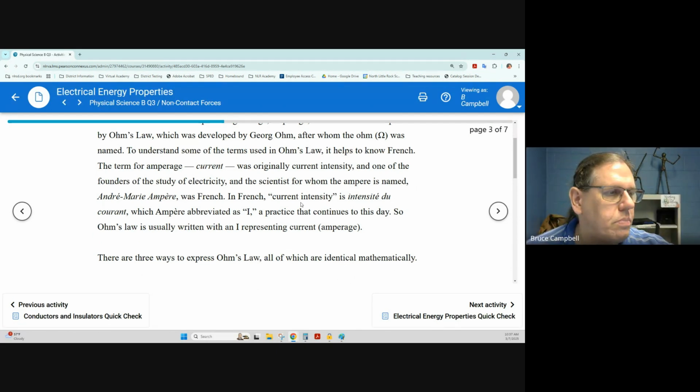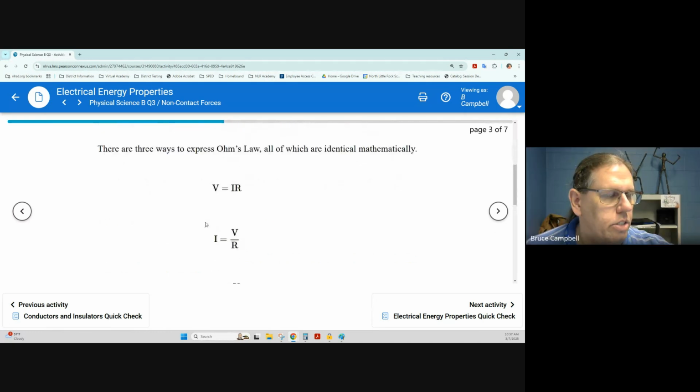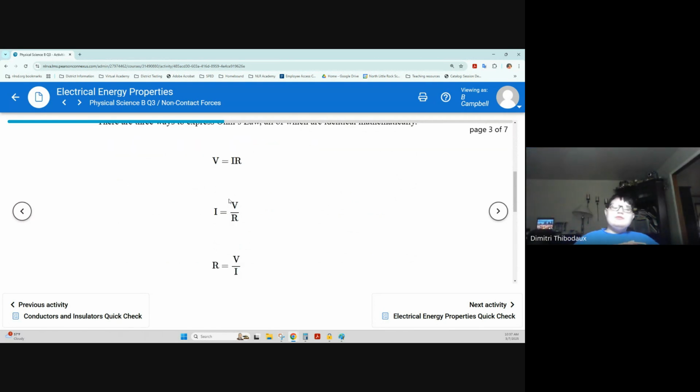All right. And as you can see, the three ways to express Ohm's law. We just covered this with the other sheet. Onto the worksheet.